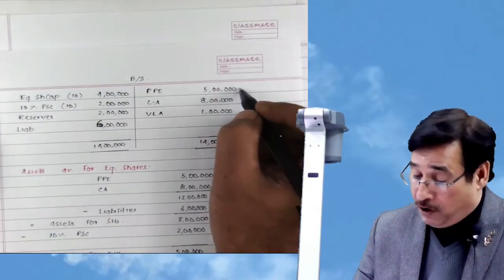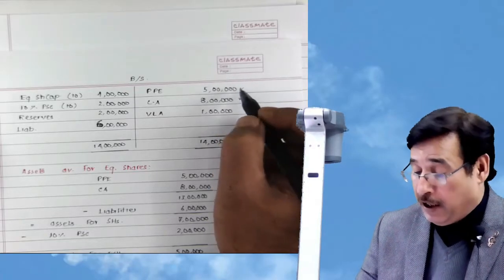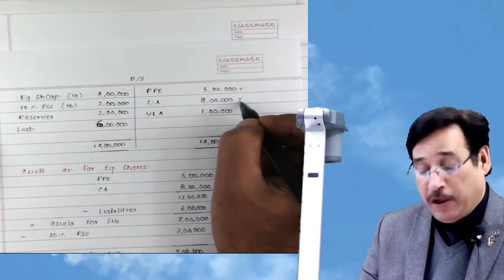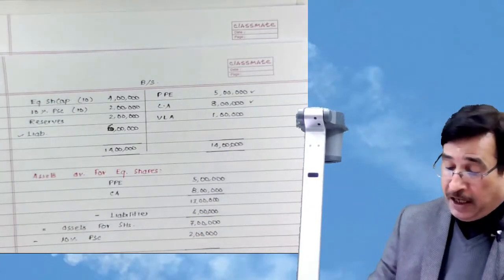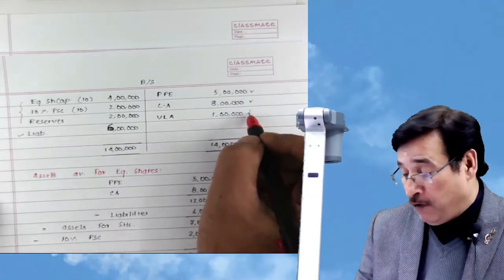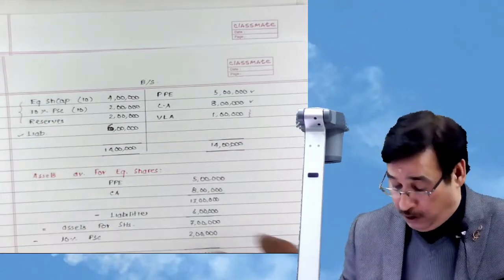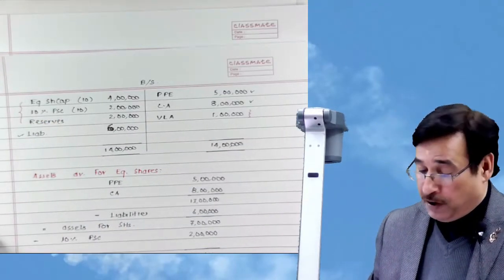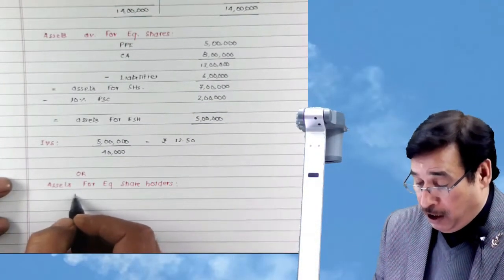See, in order to compute assets available for equity share, we have taken property, plant and equipment, current asset and liabilities. That means we are left up with now these items: equity share capital, reserves and valueless asset. So with the help of these items, we can also compute assets available for equity shares. How we can compute? See here. I will write equity share capital.